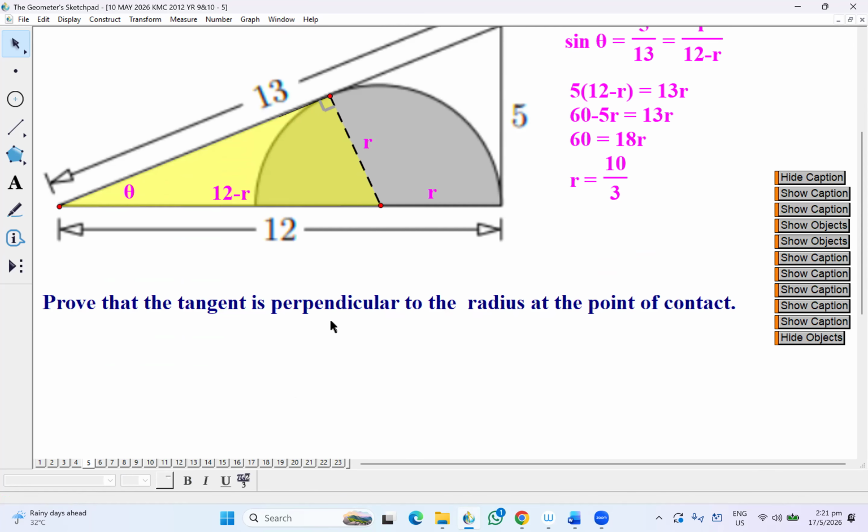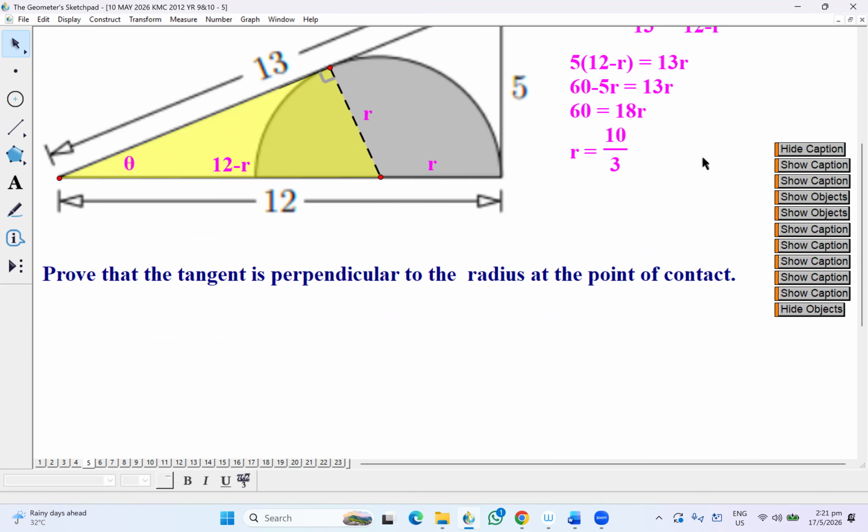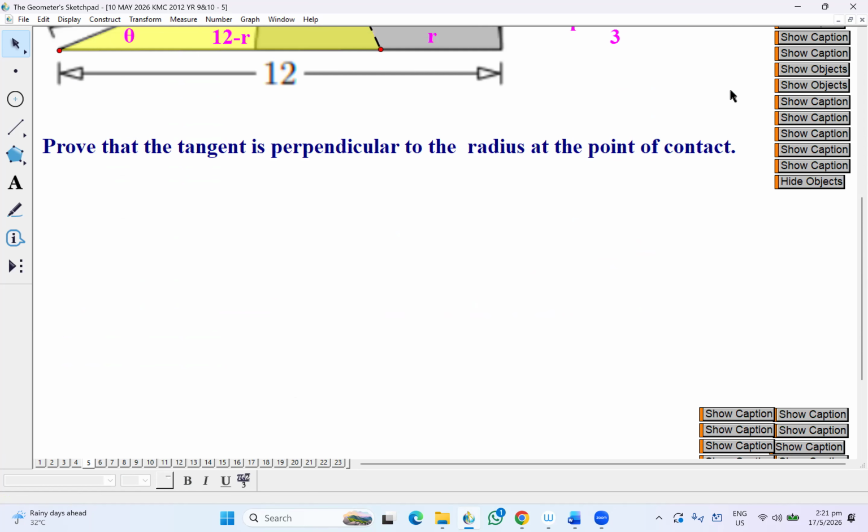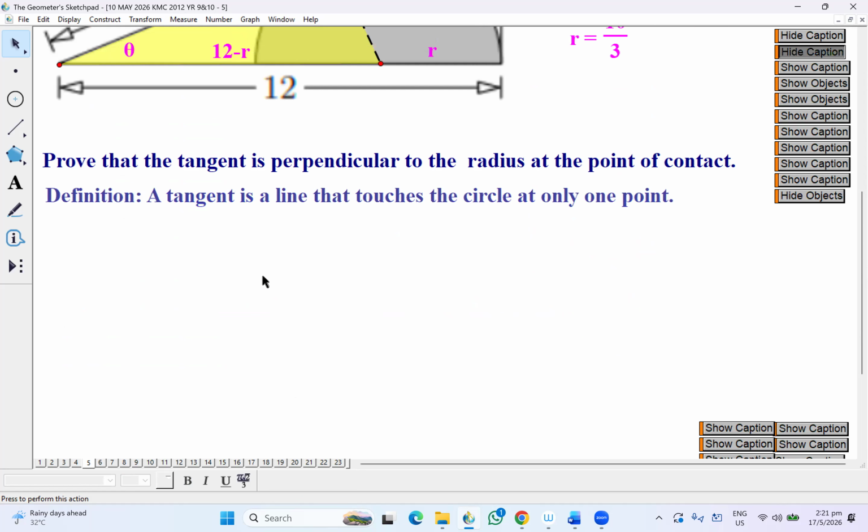Let's look at the proof that the tangent is perpendicular to the radius at the point of contact. How to prove such a thing? First, we must be very sure what is a tangent. Definition: a tangent is a line that touches the circle at only one point. Okay, that's the definition. If a line touches the circle at only one point, then we say it's a tangent.